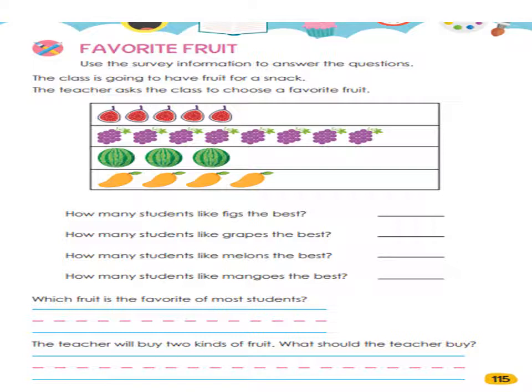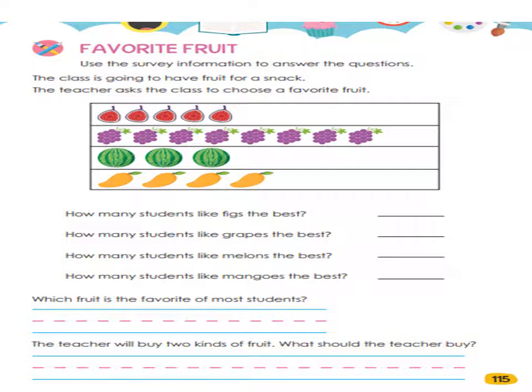Okay, in page 115, let's find another way to get the answer. Use the survey information to answer the question. The class is going to have fruit for a snack. The teacher asked the class to choose a favorite fruit. What do you see here? It's a graph. Do you remember the name of this graph? Excellent. It's a picture graph or pictograph. Why do I call it a picture graph? Because we use pictures. Excellent.